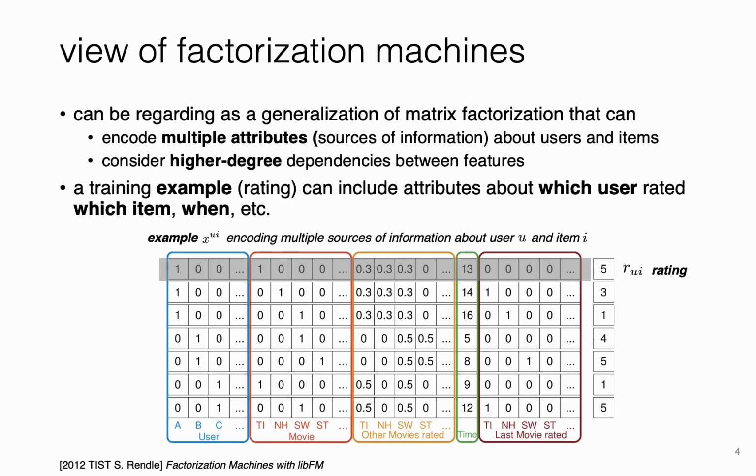Let's see an example. In the figure here, we see a number of training examples and labels. Each row corresponds to a particular user-to-item rating. The label at the end is the rating. The sources of information in this figure are the user ID in blue, the movie ID in red, other movies the user has rated in orange, the timestamp of the rating in green, and the last movie the user rated in purple.